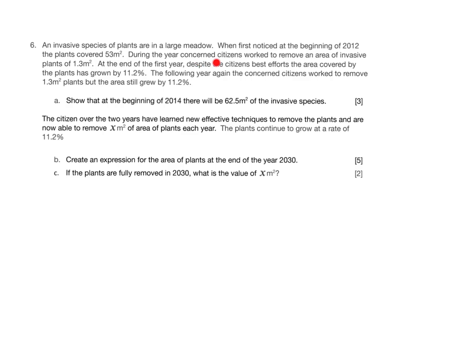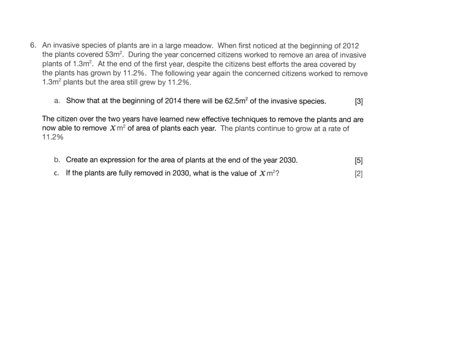At the end of the first year, despite their efforts, the plants grew 11.2%. The following year, citizens removed another 1.3 meters squared, but it still grew by 11.2%. Show that at the beginning of 2014, there's 62.5 meters squared of the invasive species. So let's give that a try.